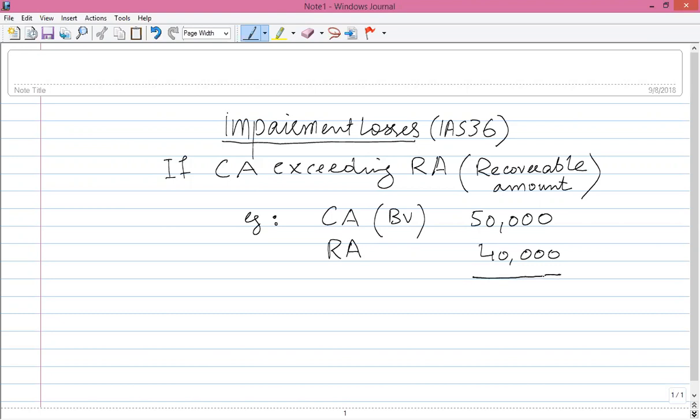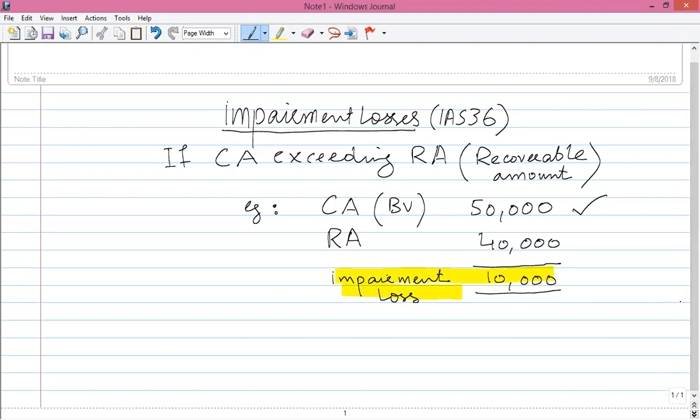So as the economic benefits are only 40,000 and we have recorded it at 50,000, the asset has been overstated by 10,000, and this overstatement is called impairment loss. Or we can say that as per the definition, the carrying amount is greater than the recoverable amount by 10,000. So this 10,000 is called impairment loss. But remember, if the recoverable amount is greater than the carrying amount, then there is no impairment loss.